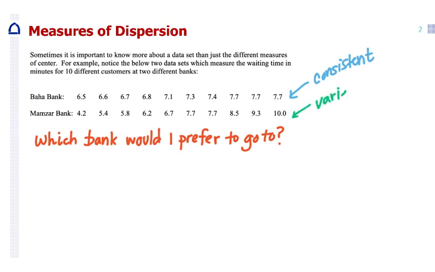This is another vocab word we would use. Varied meaning there's a big difference. There's a big spread between the wait times. It could be that I use this bank and wait 4 minutes or 10 minutes. It's hard to know.